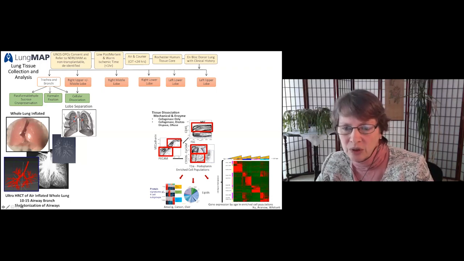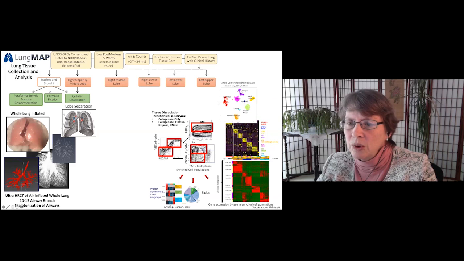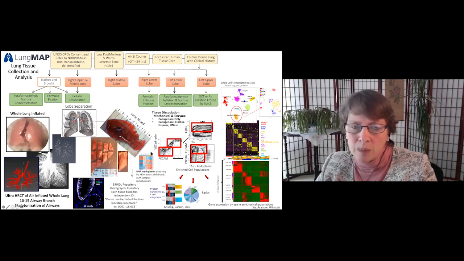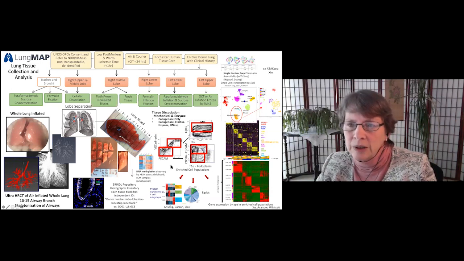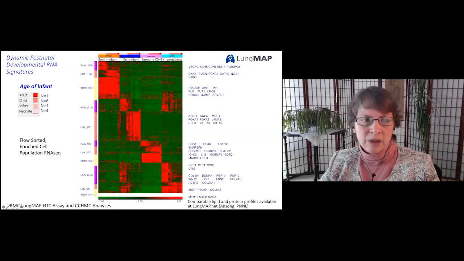We've distributed and used these dissociated cells. We've sorted them by flow cytometry and done bulk RNA sequencing, also bulk proteomic and lipidomic at PNNL. We and our collaborators have also done single-cell transcriptome work. We prepare them for imaging studies, and our collaborators have also done single nuclear chromatin accessibility and ATAC-seq type assays. So this was one of the earliest studies that we did as part of LungMap.